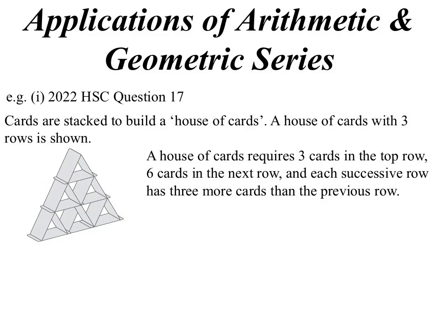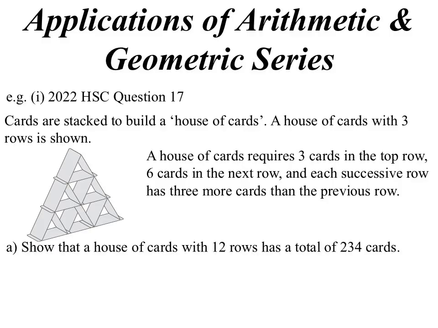Just a question here that uses the idea of arithmetic and geometric series, from a Tuna paper. Cards are stacked, building a house of cards, and they've defined a house of cards as 3 cards to make a house. So the top one has got 3 cards, then the next row there's another 2 houses in there, and then the next row there's 3 houses in there, and so on.